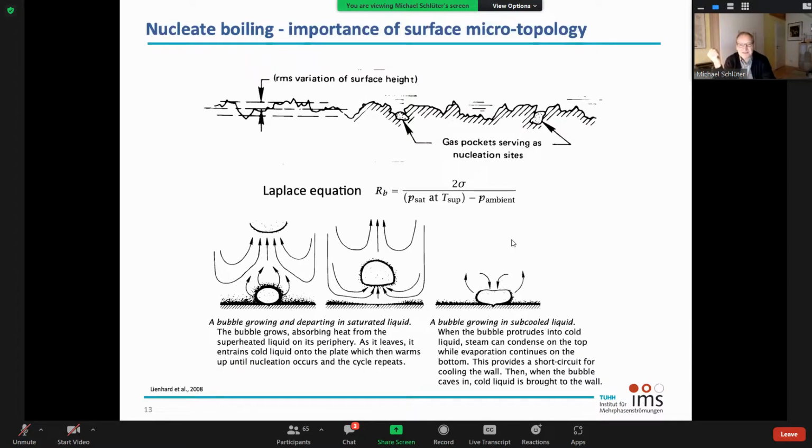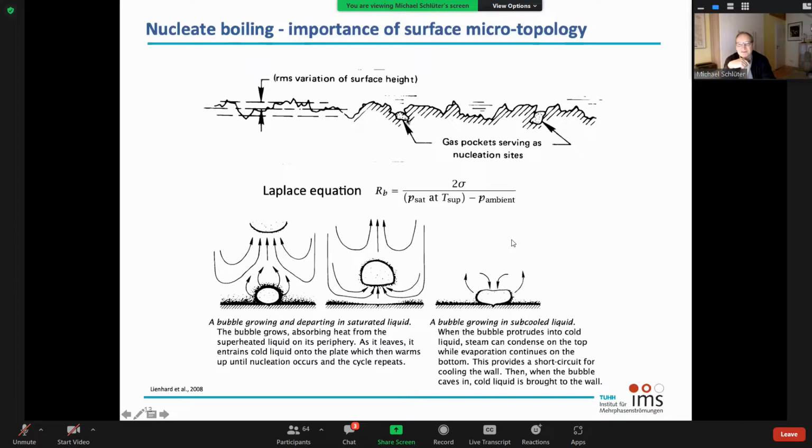And this is the reason why vapor bubbles always appear at points on your surface that are a little bit curved. So we usually have a certain roughness of our surface. Here's the roughness of the bottom of the pot where we are cooking our water. And if we look in detail into this roughness, it looks like that.